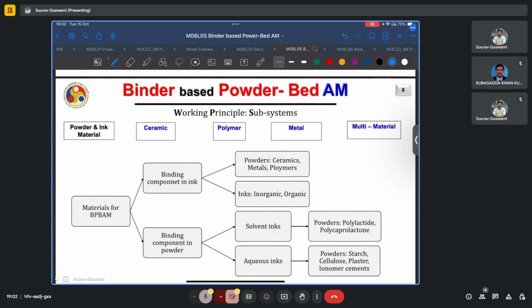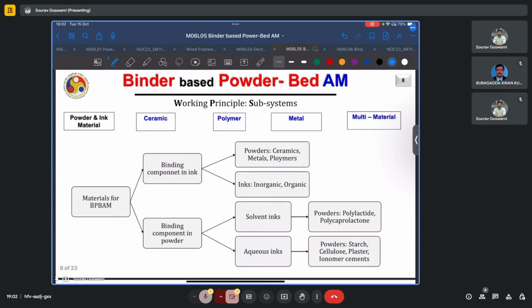The material and binder combination can be categorized as shown in this slide here. So it depends on whether the binding component is available in the ink or whether the binding component is already present in the powder, such as in the case of starch or cement, where we dispense water to bind the materials. Water itself does not have any additional chemicals which act as binder. The binding character is present in the powder itself. It is just activated by that water.